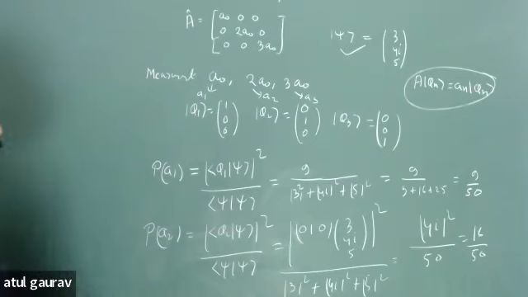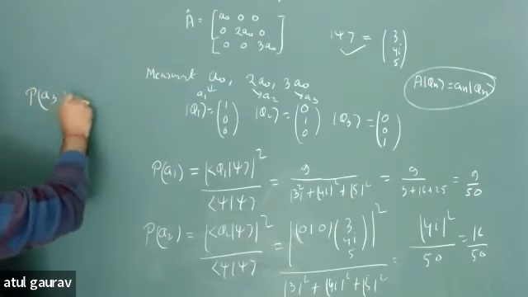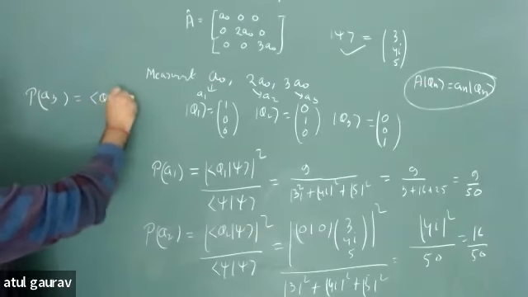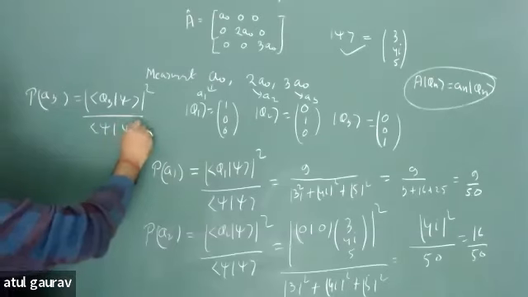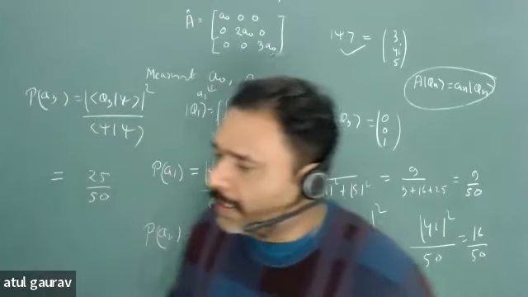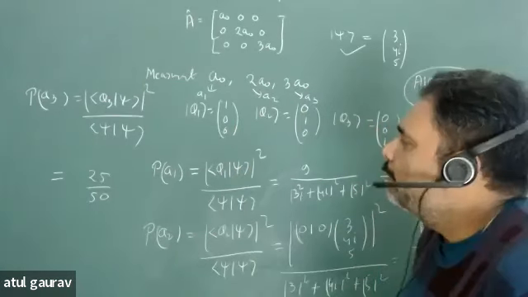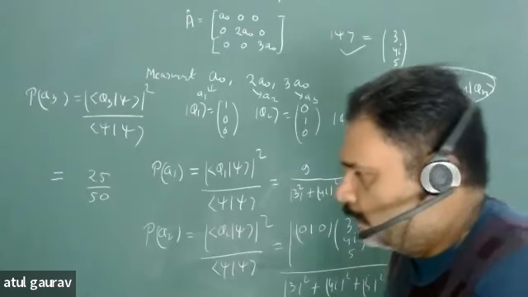Yes. Okay. Now let's go for the next one, that is the probability of measurement of A3. What is your formula? Mod square of phi 3 with psi, and that value is psi. And what will your calculation be? What will you get? Tell me. 25 upon 50. So I think everybody is comfortable with this type of calculation. Yes? Yes, sir. Okay.